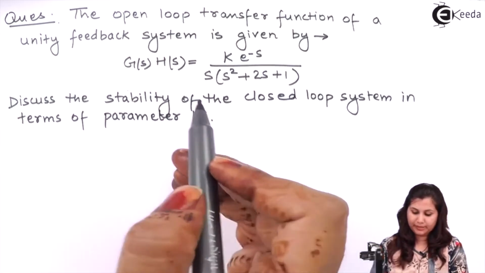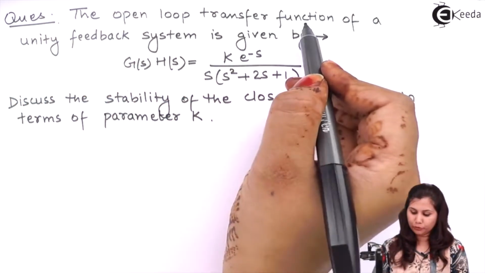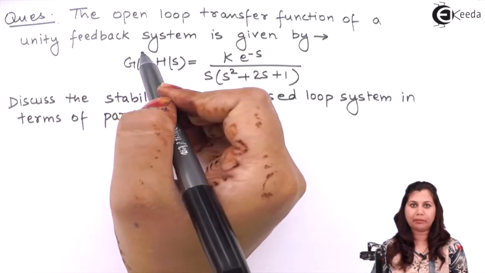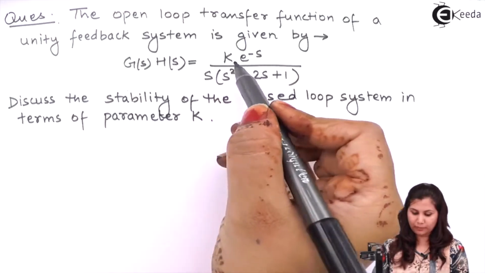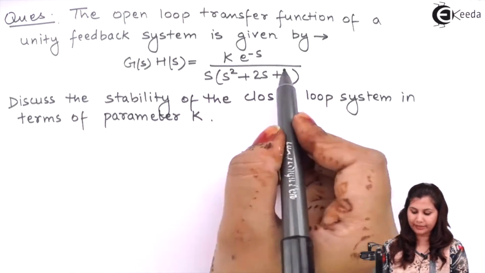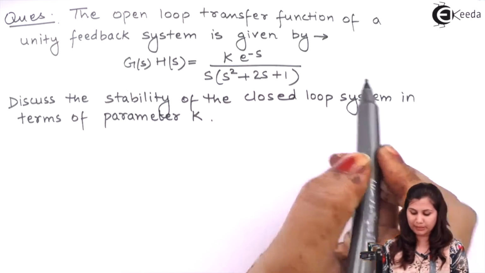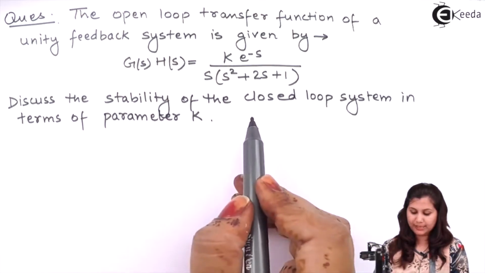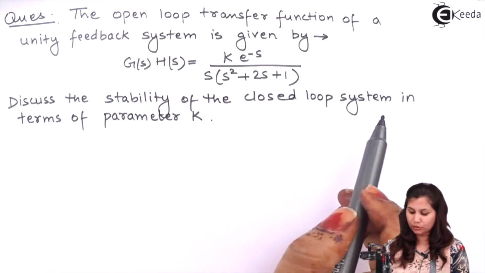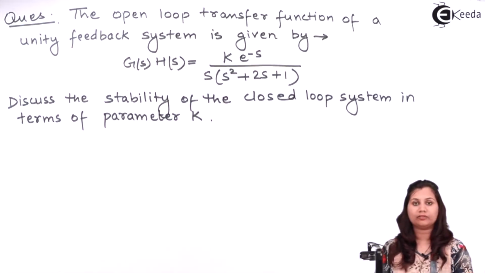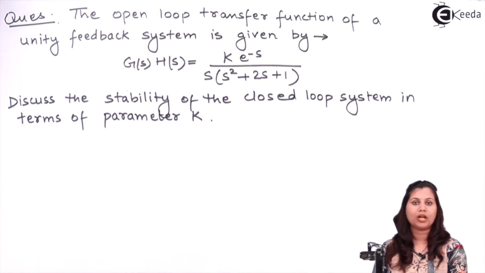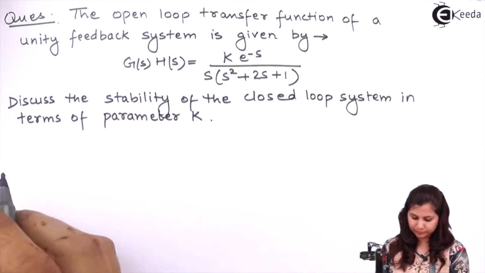So our problem is that we are given the open loop transfer function of a unity feedback system, and it is G(s)H(s) equals K e raised to the power minus s divided by s square plus 2s plus 1. And we have to discuss the stability of the closed loop system in terms of the parameter K, that what will be the value of this K and at what value the system will be stable or unstable. So let's solve this problem.